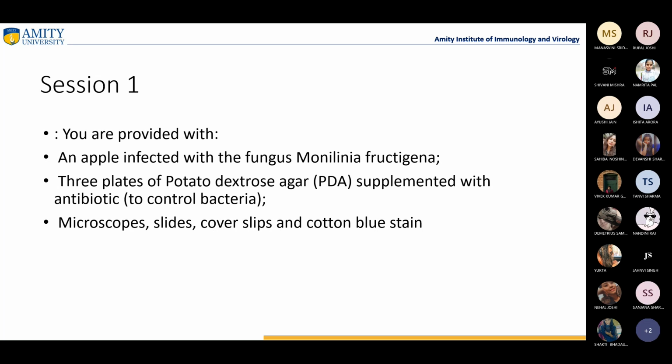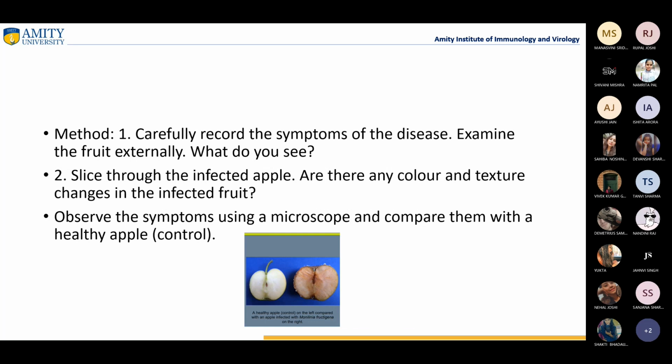In the first session, you will be provided with the apple infected with the fungus, and 3 plates of potato dextrose agar, which are supplemented with antibiotic to control the bacterial growth here. Then microscopic slides, cover slips, and a cotton blue stain. First, we'll record the symptoms of the disease. We'll examine the fruit very carefully, and whatever symptoms we see, we are going to note down, right?